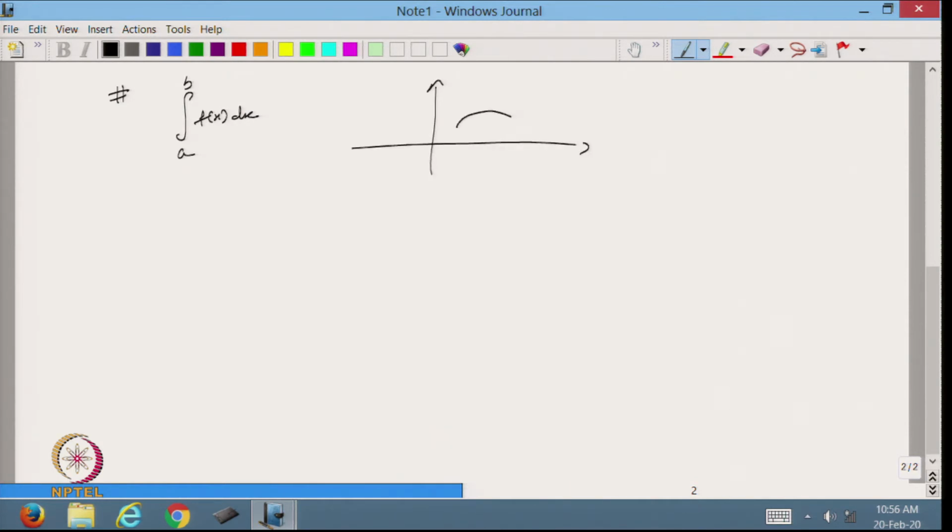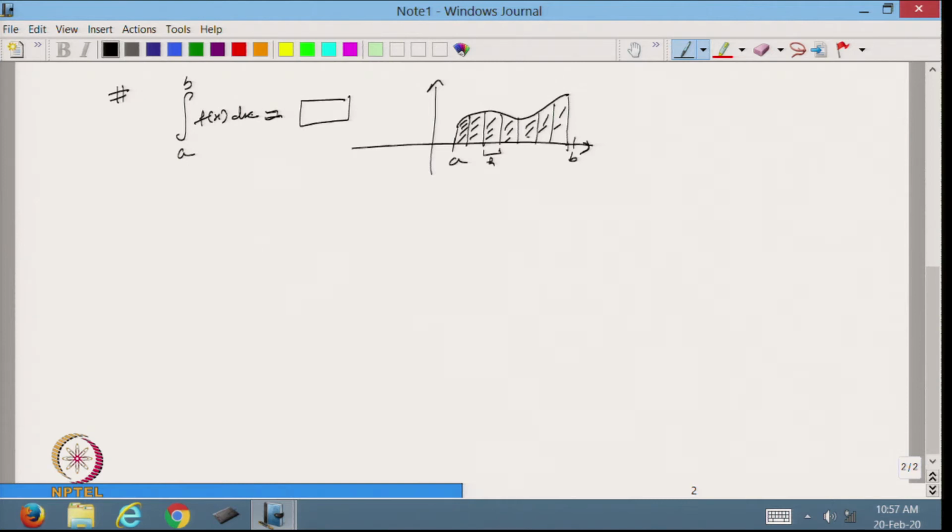Suppose my function is something like this, and this is my a and this is my b. In this case what I will do, I will split this function into a number of rectangles, and then I will find out the area of these rectangles and add all these rectangles together, and then it will give me the approximate value of this integral. Suppose this is the subinterval, so I can take this as h.